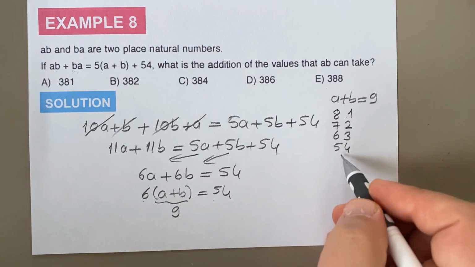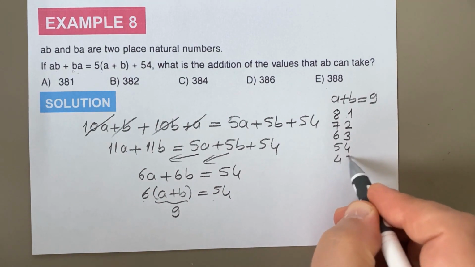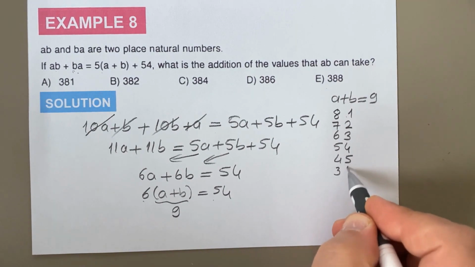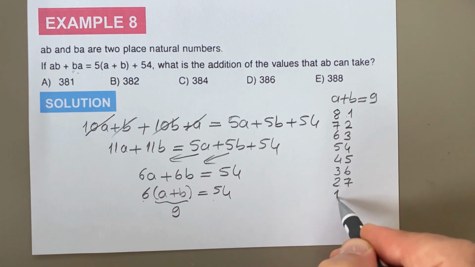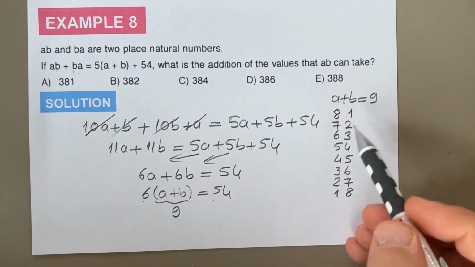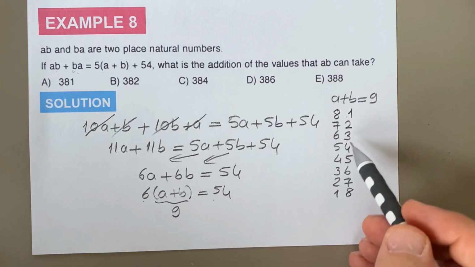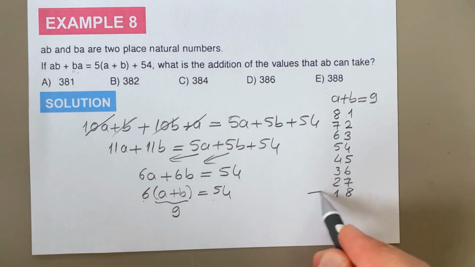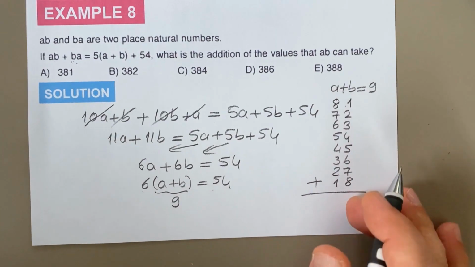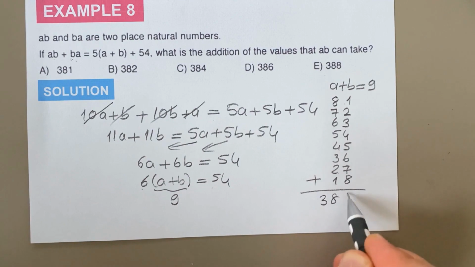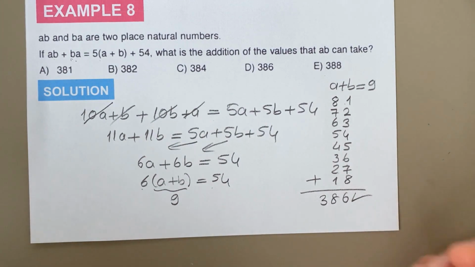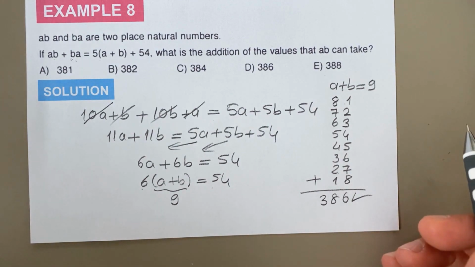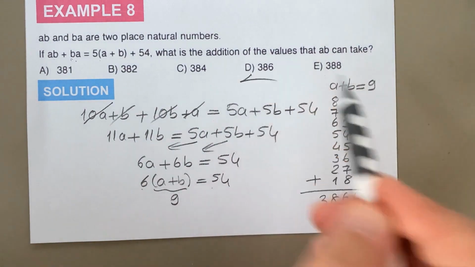We can also write these by switching their places: 4 and 5, 3 and 6, then 2 and 7, 1 and 8, like this. These are the values AB takes. So when we add up all the values that AB can take, we find that the total is 386. Our correct answer is option D.